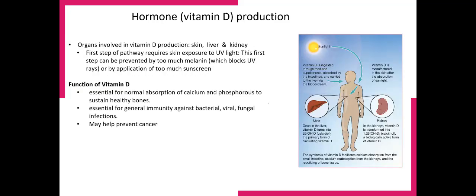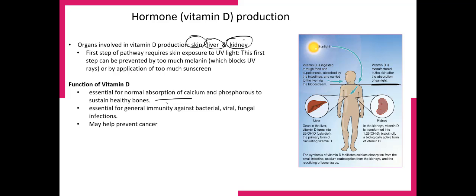And then the last slide shows you how the skin is involved with the production of vitamin D, which is important for absorption of calcium. You can see here there are three different organs involved in the production of vitamin D: the skin, the liver, and the kidney. The first step of vitamin D production is the exposure of the skin to sunlight.